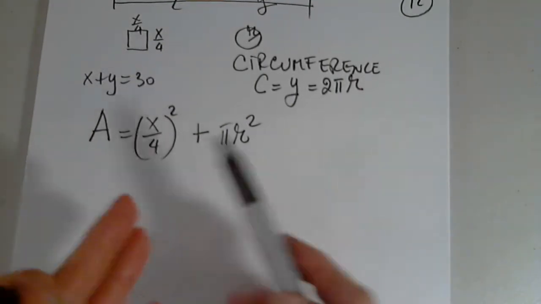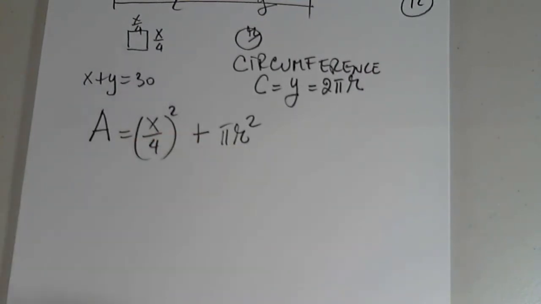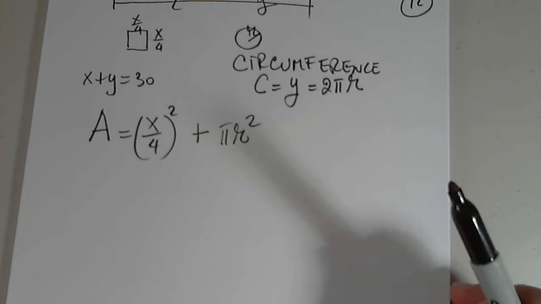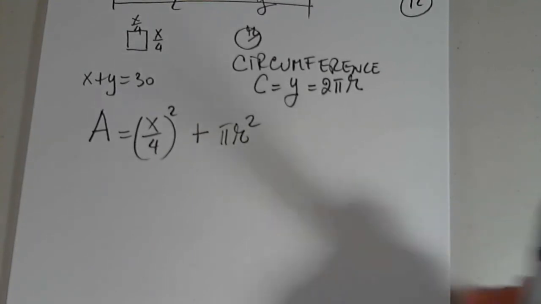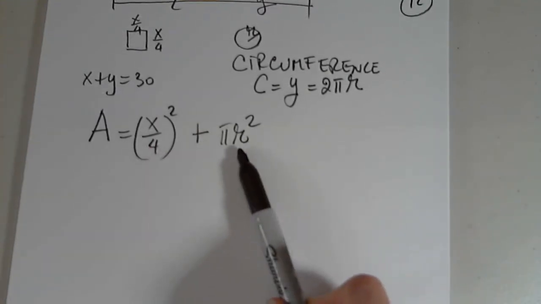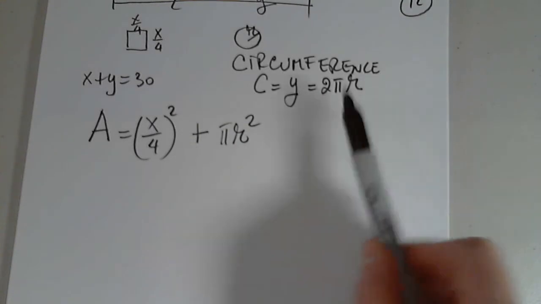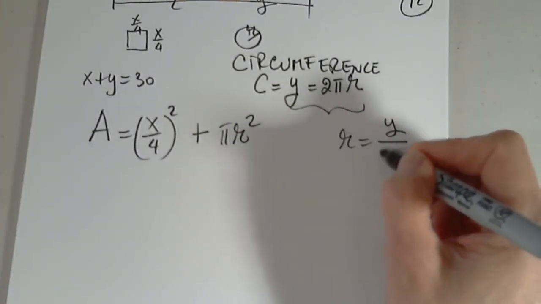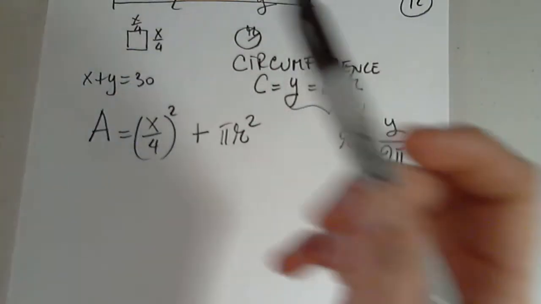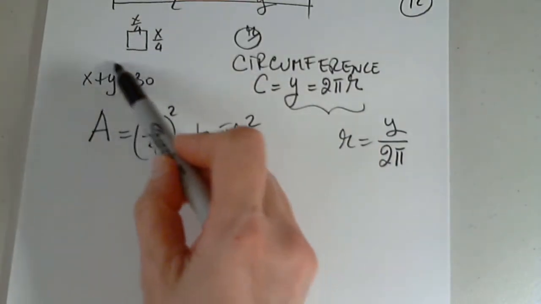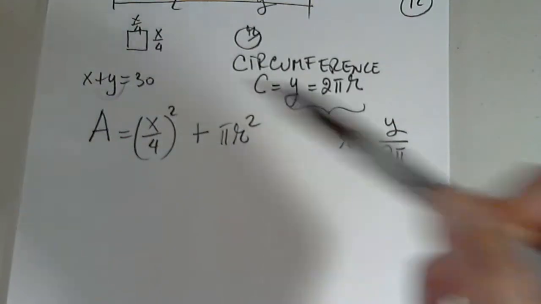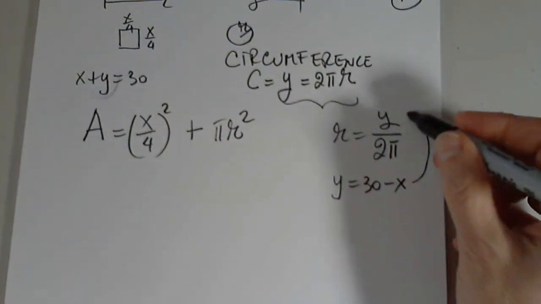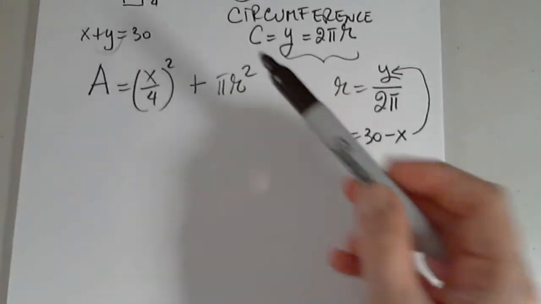I'm having some difficulties because I see x and r, so I have to get rid of something here. And let's see how we do that. I'll keep the x. I want to get rid of r. So I'm going to solve this equation for r. So r equals y divided by 2 pi. But I also want to solve this equation for y as 30 minus x and plug it in here.